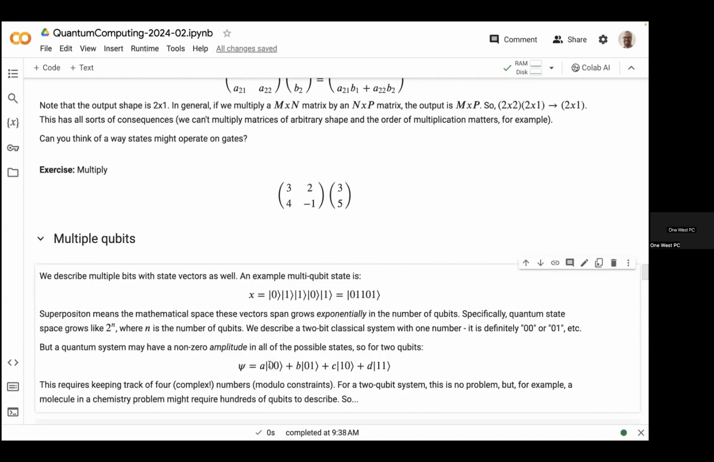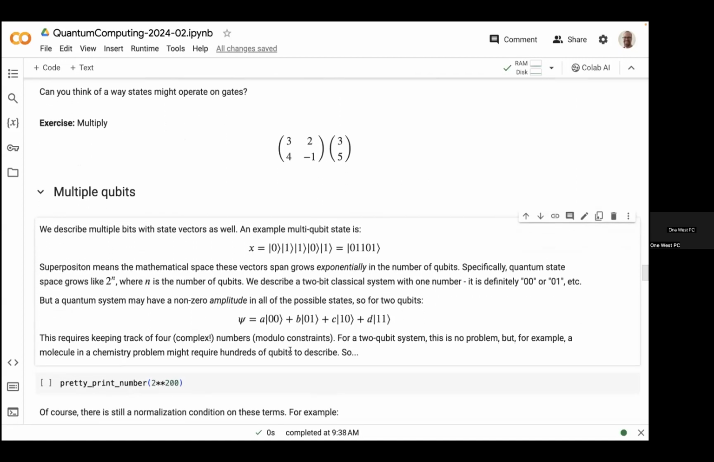If I have 2 qubits, there could be some amount of 0,0, some amount of 0,1, some amount of 1,0, and some amount of 1,1. So a squared plus b squared plus c squared plus d squared has to sum to 1. You can see if you had 3, you would then have twice the number of terms, 4, twice again, and so on and so forth. And that's what it looks like to write out multiple qubits.